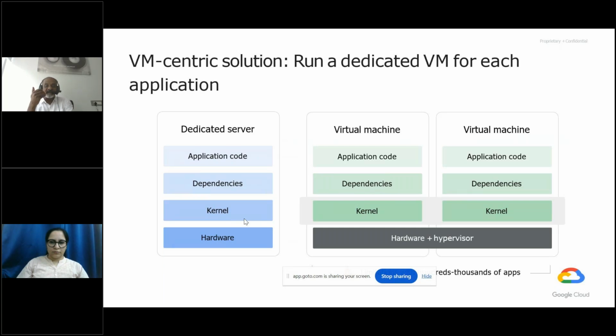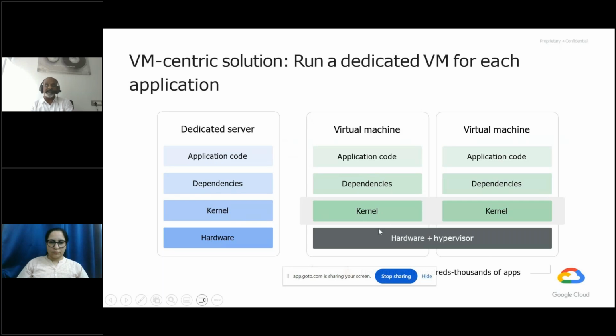So in order to overcome this challenge, the next level of idea we got is, why don't we run every virtual machine as a separate entity? That's what you can see. I have a separate virtual machine. In this virtual machine, my application code along with the dependencies, along with the kernel, will run as a separate, so a dedicated machine.